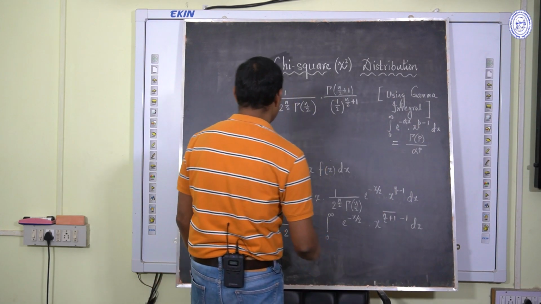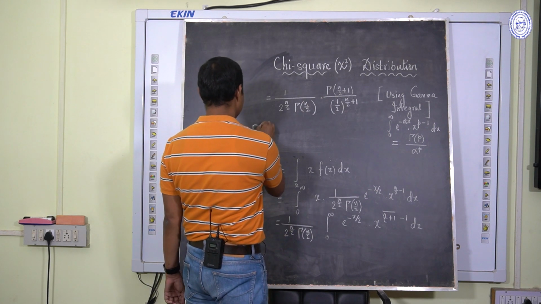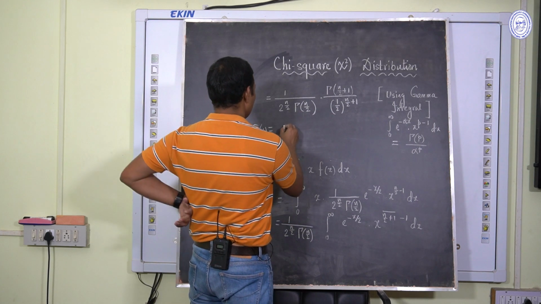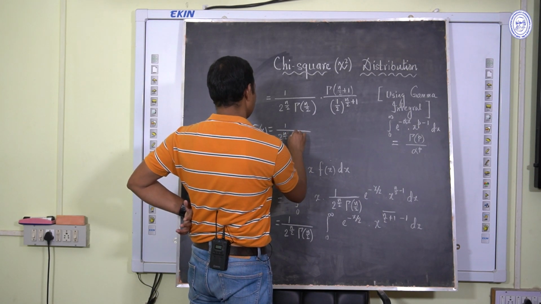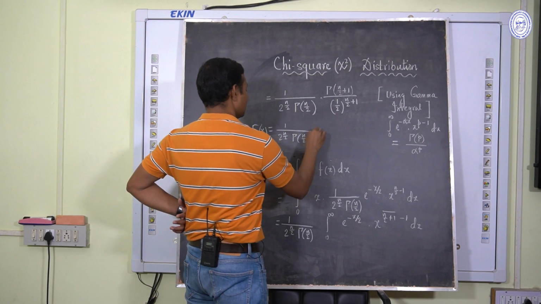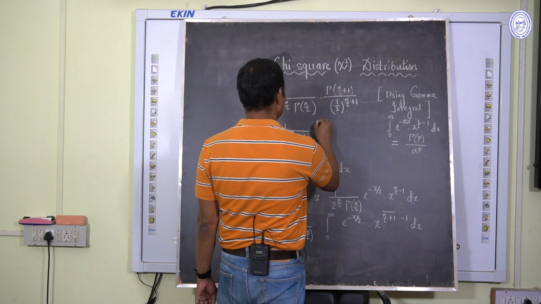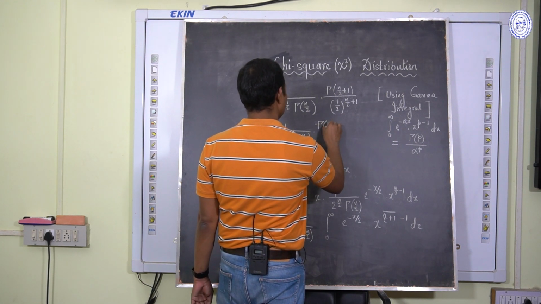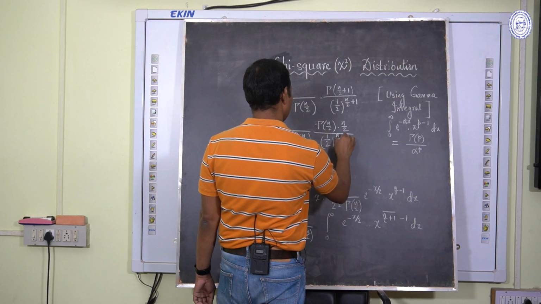Using this gamma integral, we get expectation of x equal to 1 by (2 to the power n by 2 into gamma n by 2) into gamma (n by 2 plus 1) by half to the power n by 2 plus 1, equal to gamma n by 2 into n by 2 by half to the power n by 2 plus 1.